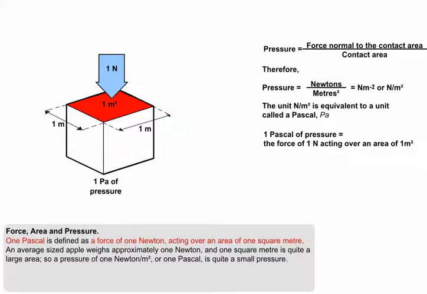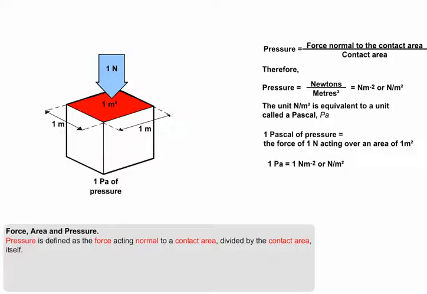As for the area, just be aware that 1 square meter is actually quite a large area. So a pressure of 1 Newton per square meter, or 1 Pascal, is not a very large pressure at all. So to recap, pressure is defined as the force acting normal to a contact area divided by the contact area itself. We will now go on to examine some practical applications of what we have just learned.